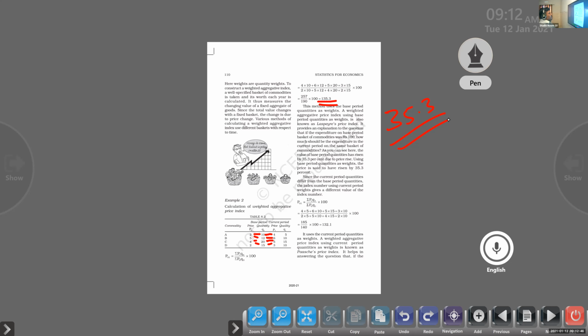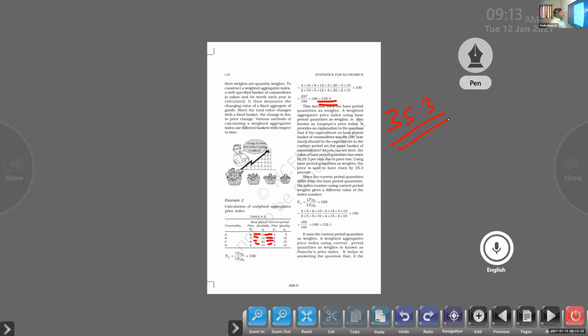Correct it. The method uses the base period quantities as weights. A weighted aggregative price index using base period quantities as weights is also known as Laspeyres price index. Underline that. Laspeyres price index. Underline. It provides an answer to the question: if the expenditure on the base period basket of commodities was 100 rupees, how much should be the expenditure in the current period on the same basket of commodities?